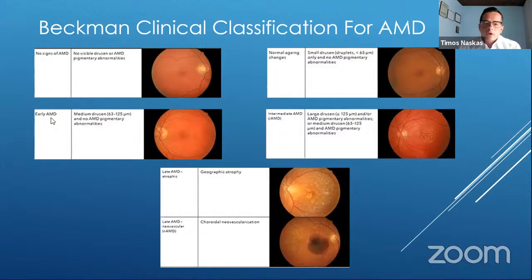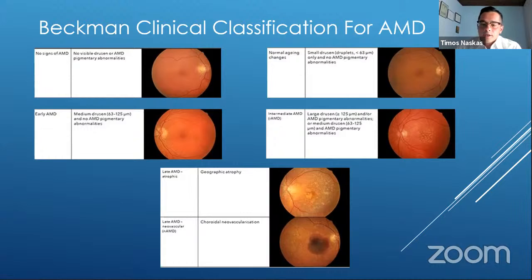And then we go on to early AMD stage, in which the drusen are quite larger. So in early AMD, we find drusen between 63 to 125 microns in diameter, but with no pigmentary abnormalities. In case we find the same drusen size in this stage, but with pigmentary abnormalities, that immediately translates to intermediate AMD. So either drusen 63 to 125 microns in diameter with pigmentary abnormalities, or drusen larger than 125, again with pigmentary abnormalities, would be considered intermediate AMD stage.